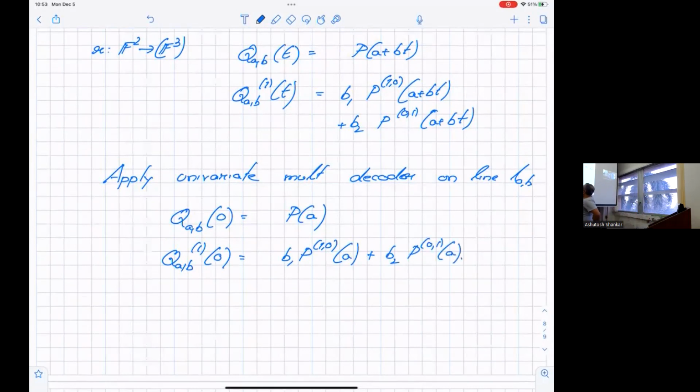What I want is to infer this triple of values. What I have got is P of A correctly, and this particular linear combination of these things. How do you get from there? Take another line and do the same thing, and hopefully that line is also correct, and then you'll be able to do it.